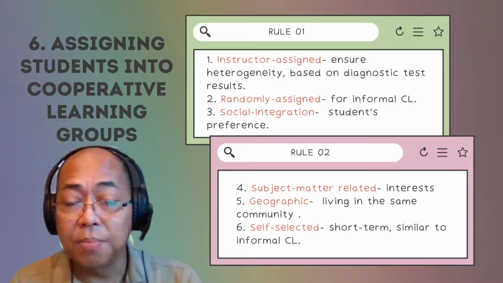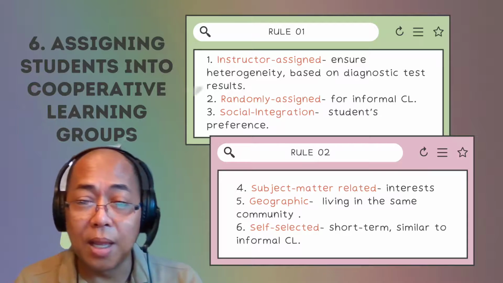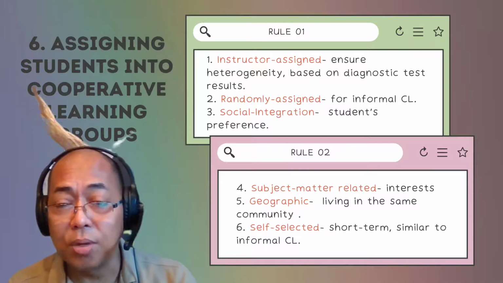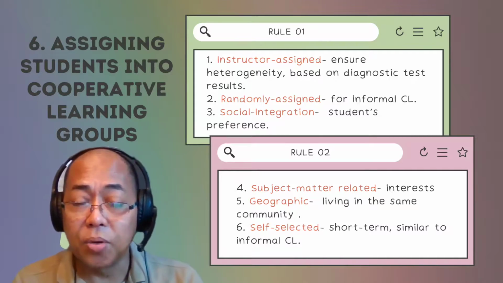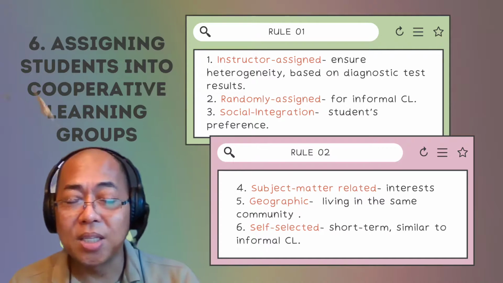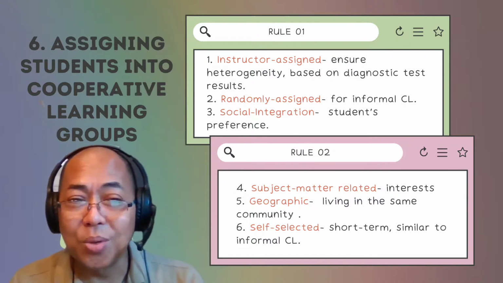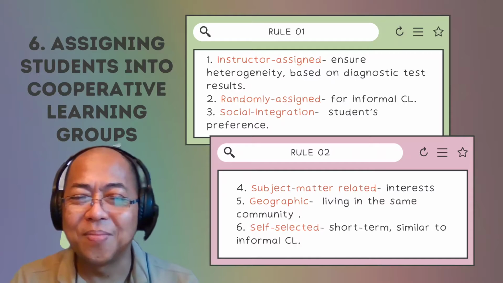And finally, self-selected groups, where the instructor simply asks the students to get a partner for the sharing or form a triad and so on. Those are the six ways of assigning students into cooperative learning groups.